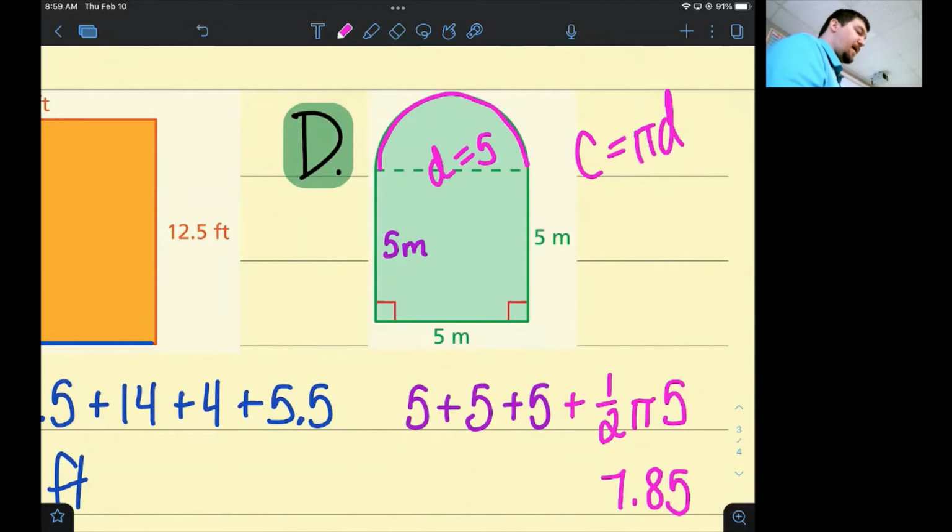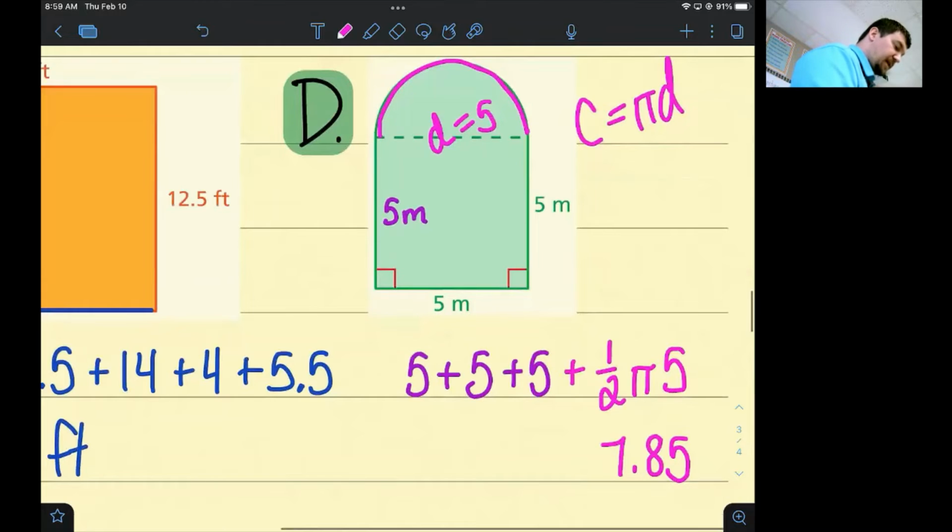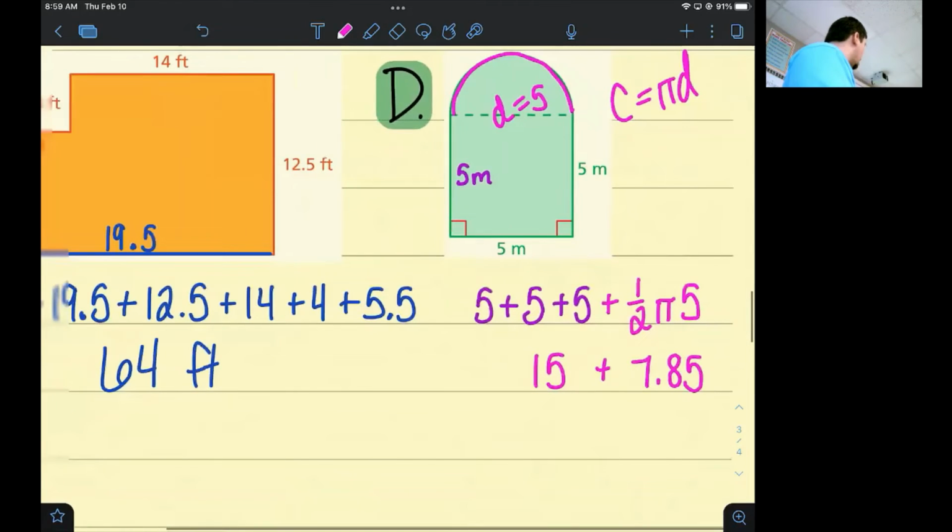7.85. Now, Michael, if you add on the 3 other sides that are all 5, 5, and 5, what's 5 plus 5 plus 5? 15. Okay, and one more question. Add on the 7.85 to that, and we'll have our total perimeter.